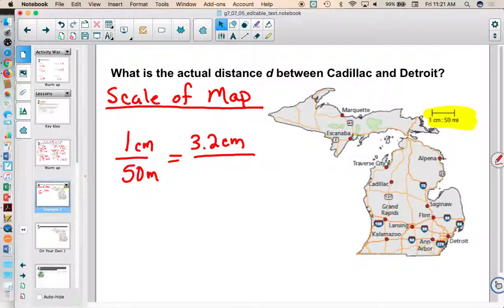what's the actual distance between Cadillac and Detroit? What is its actual distance? Jillian, did you get it? How much? 160 miles. Is that what you all got? Okay. Now, by looking at this, does it look like 160 miles? Of course not. It doesn't.